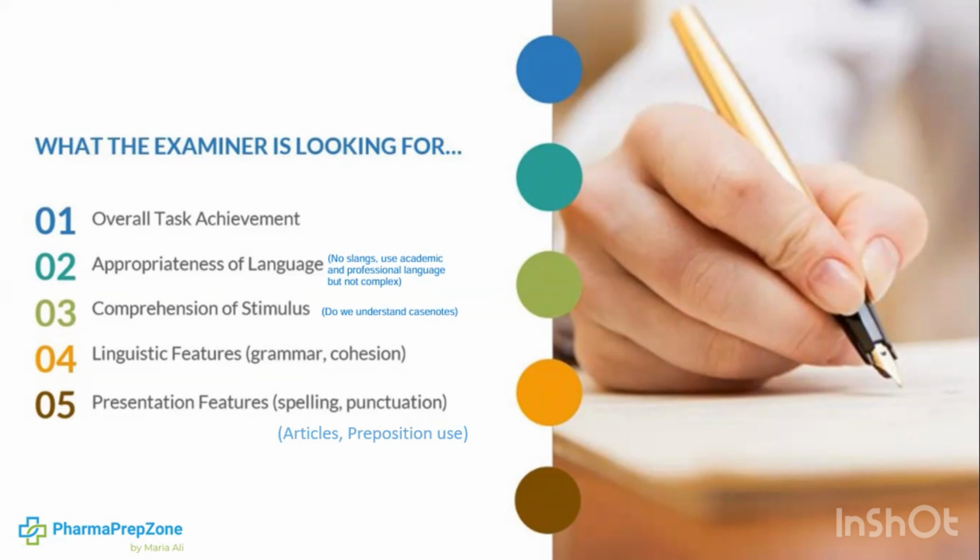They will be looking for overall task achievement, appropriateness of your language, and then comprehension of stimulus, that is whether this person was able to understand the writing task or not. Then linguistic features, then presentation features, spelling, punctuation, articles, and preposition use as well.